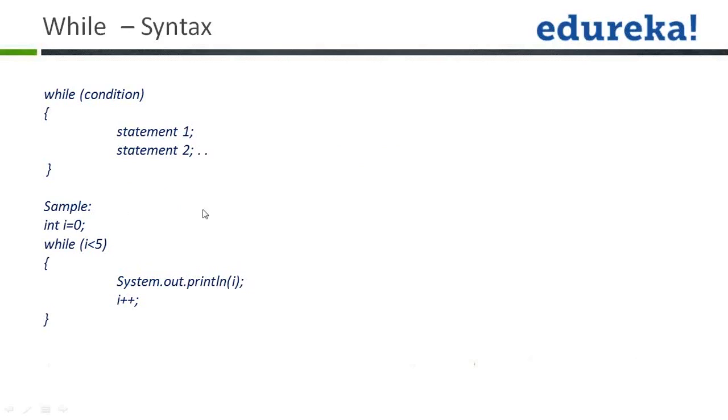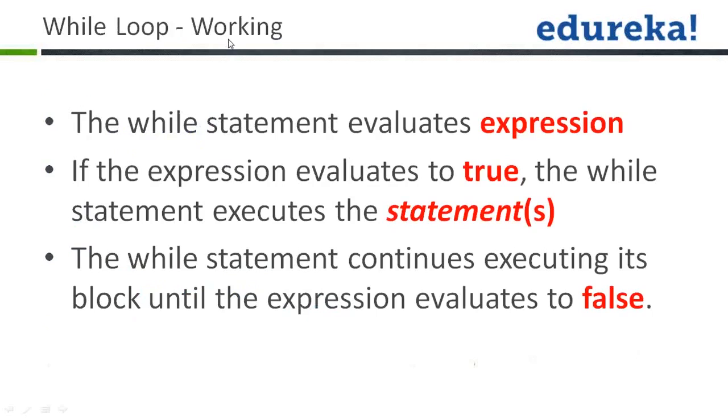Now let's move on and check the while loop working. How does the while loop actually work? The while statement evaluates the expression. If the expression evaluates to true, the while statement executes the statements that are present in the while block. The while statement continues executing its block until the expression evaluates to false. That is, as soon as the condition is false, it will just get out of the while loop.